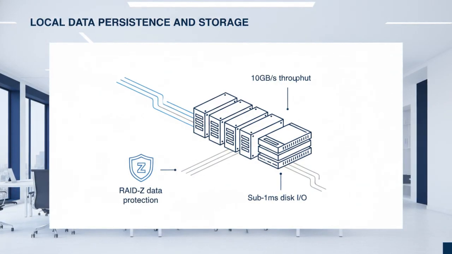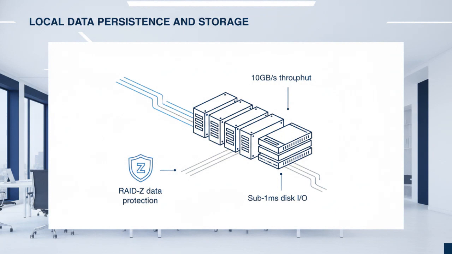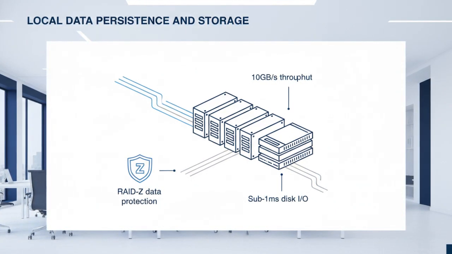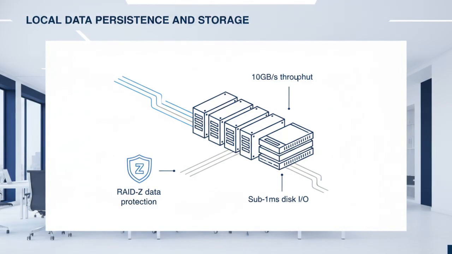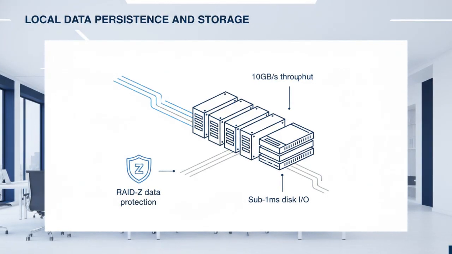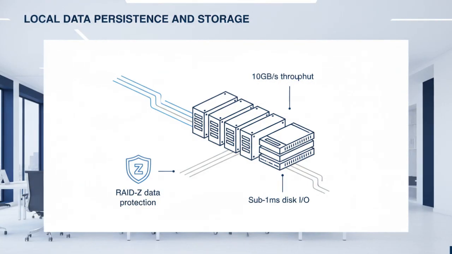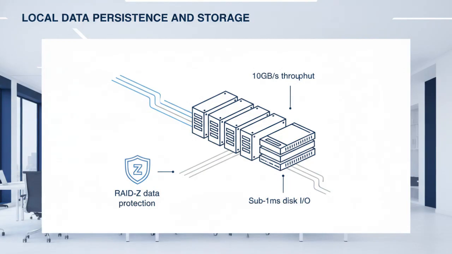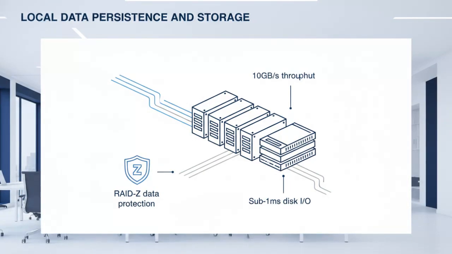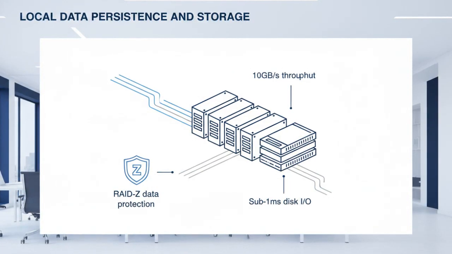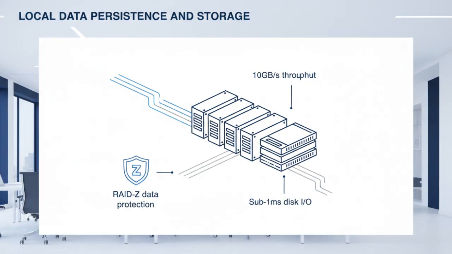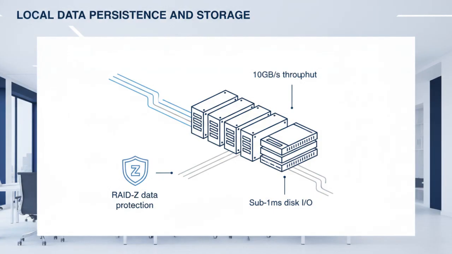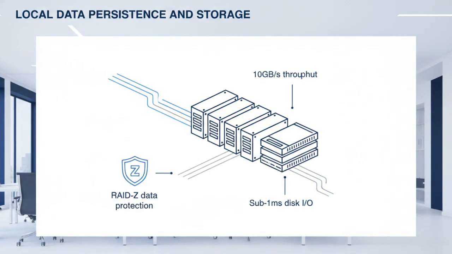Storage is often the biggest bottleneck in local enterprise design. While cloud storage offers infinite scale, it suffers from high latency and variable I/O. Local systems, however, leverage NVMe Gen 5 speeds, providing up to 10 gigabytes per second throughput. This allows for sub-1 millisecond disk I/O, which is orders of magnitude faster than standard cloud volumes. To ensure reliability, we implement RAID-Z data protection on local ZFS pools, ensuring that even if a physical drive fails, the enterprise platform remains operational.